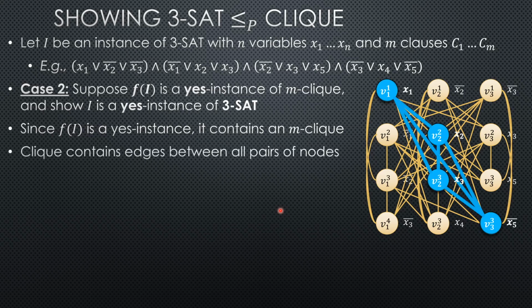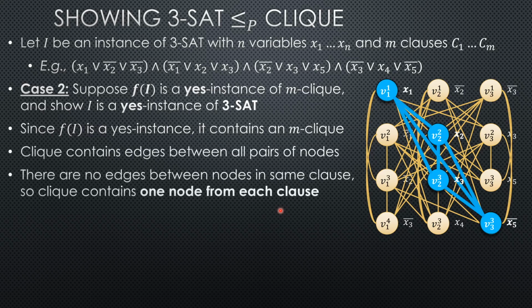Now that clique contains edges between all pairs of nodes in the clique, right? Because it's a clique. So what that means is, think about when we transform the input I to produce f of I, right? We only added an edge if it was from one node in one clause to another node in a different clause. So every one of these edges represents a pair of nodes in different clauses. So think about what that means. If we think about v11 here, the fact that it has edges to all of the other nodes in the clique means it cannot be in the same clause as any of the other nodes in the clique.